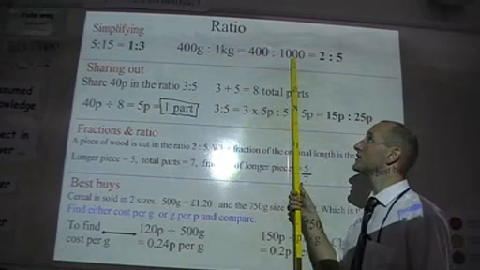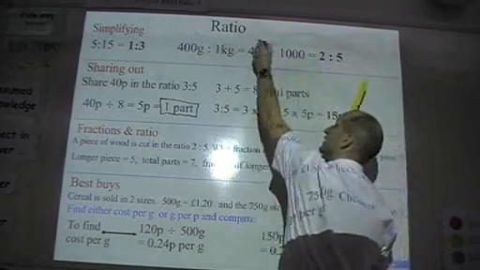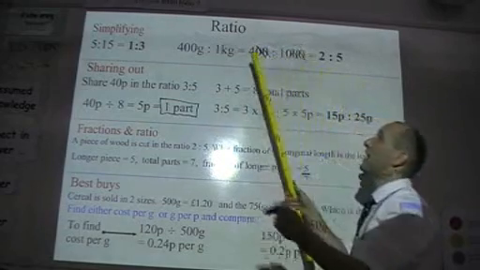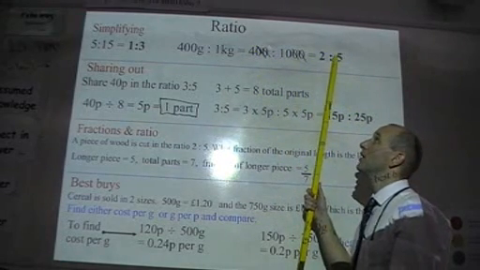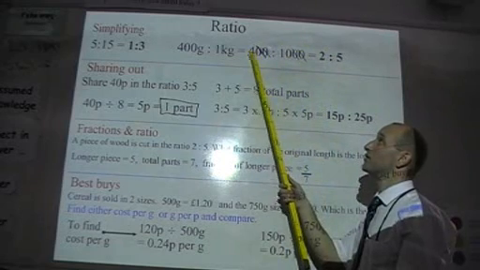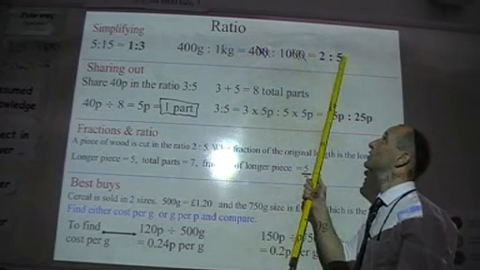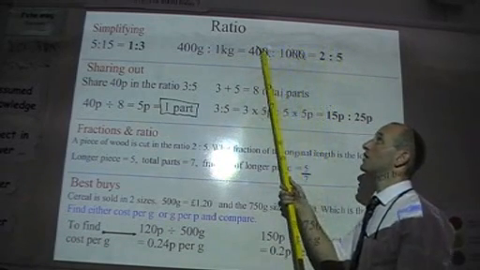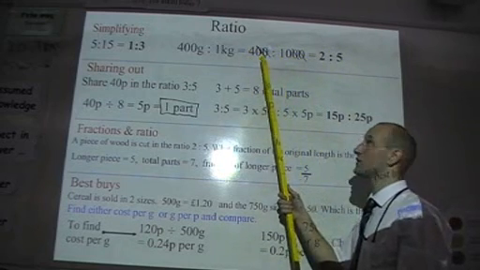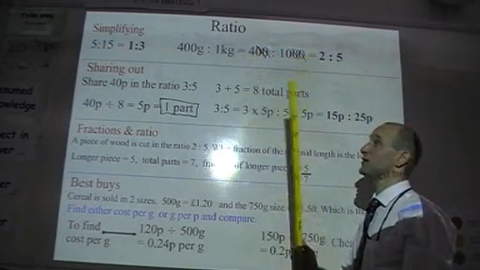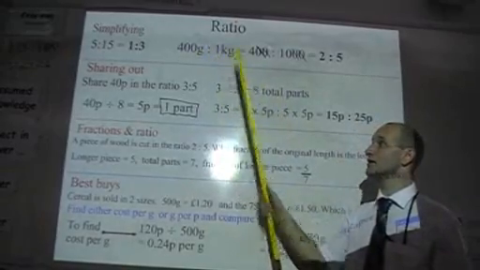Now to simplify that, I could rewrite that as 4 to 10, recognising 10 goes into both of them, and then simplify 4 to 10 to 2 to 5. Or I could have divided them both by 200 and recognise 200 goes into 400 twice, 200 goes into 1,000 5 times. Okay, so I could have divided them both by 100 to get 4 to 10 and then divided them both by 2, or I could have straight divided them both by 200. The key was making sure I got them to be the same units.